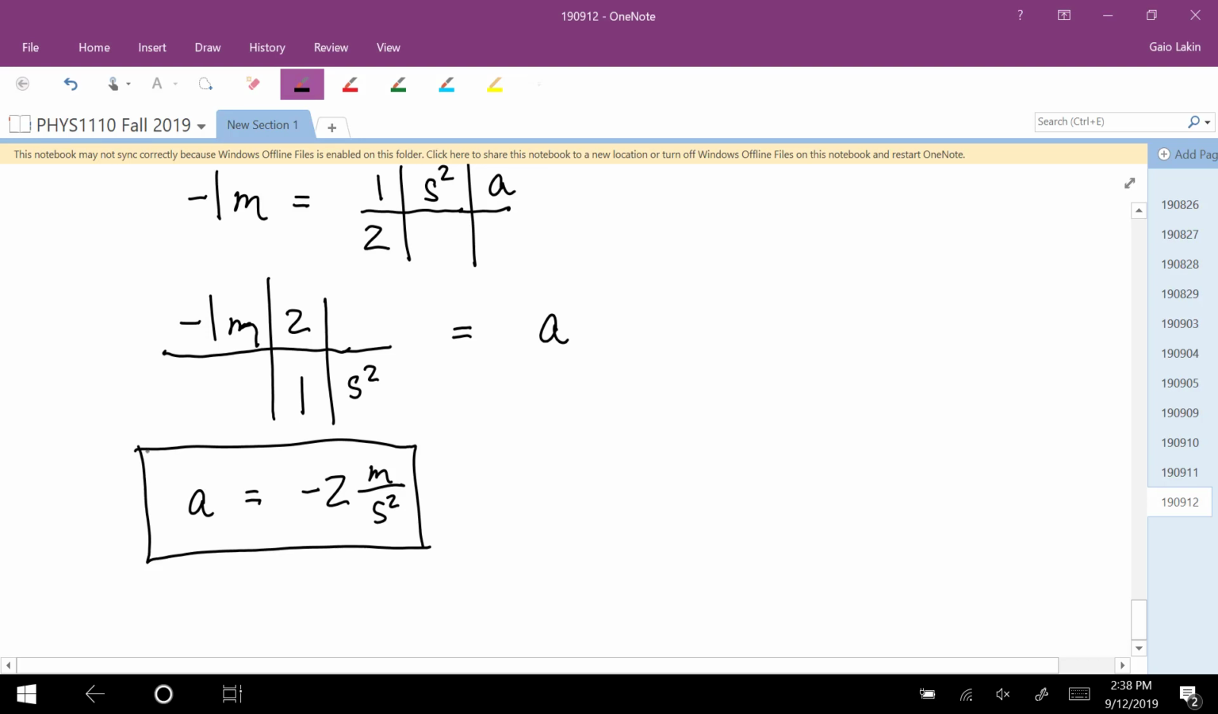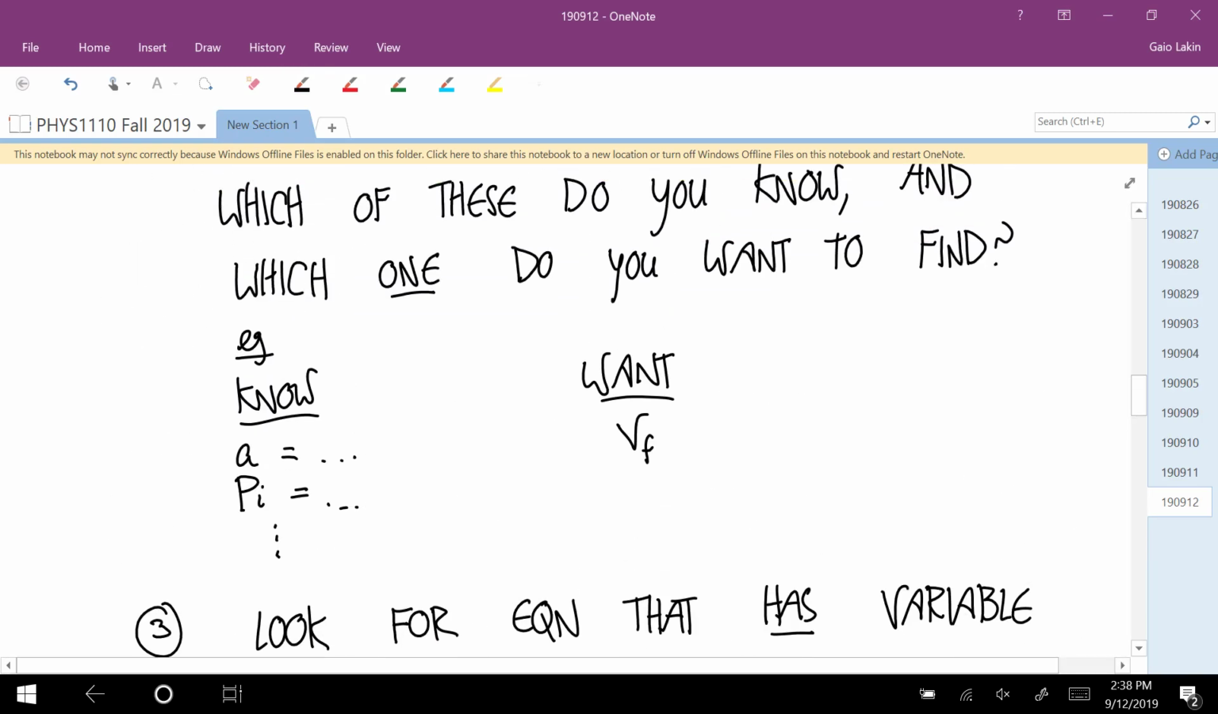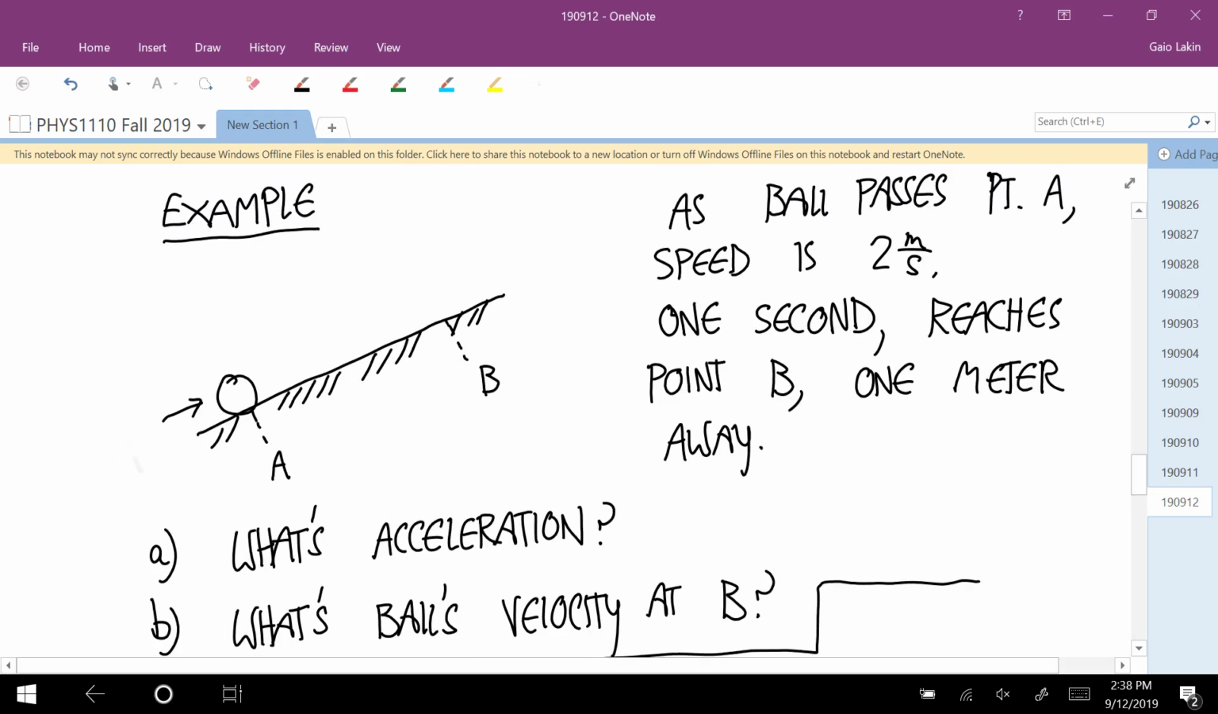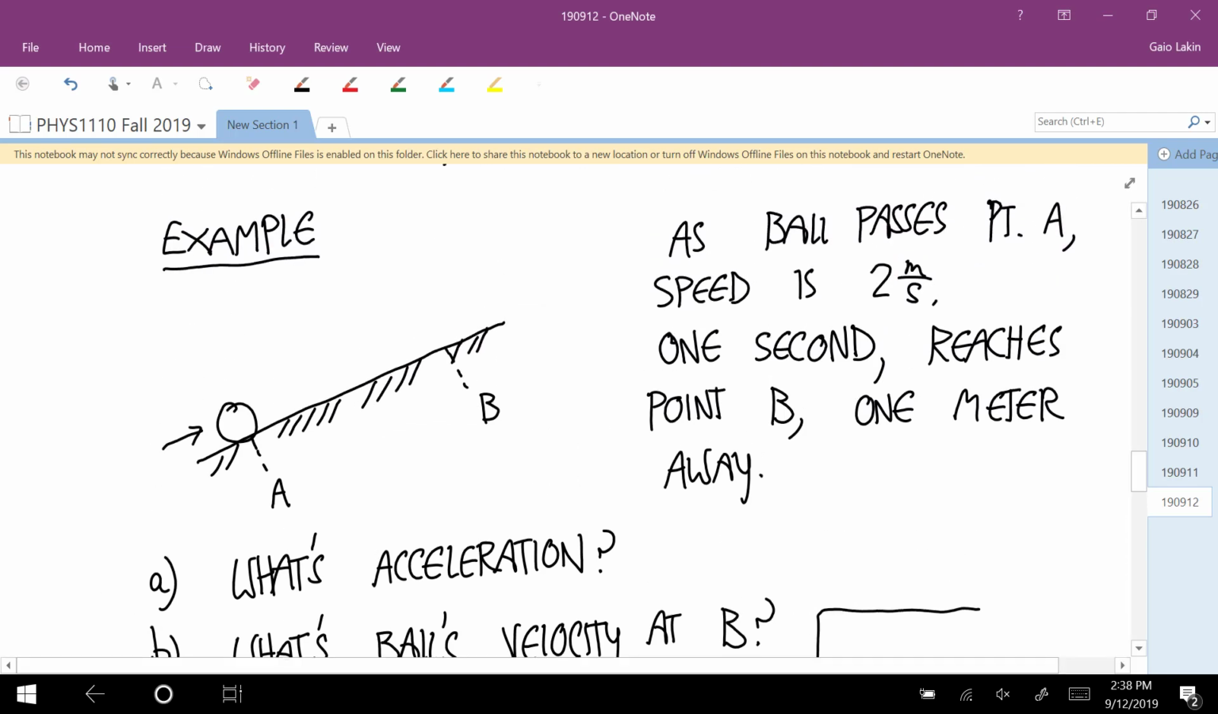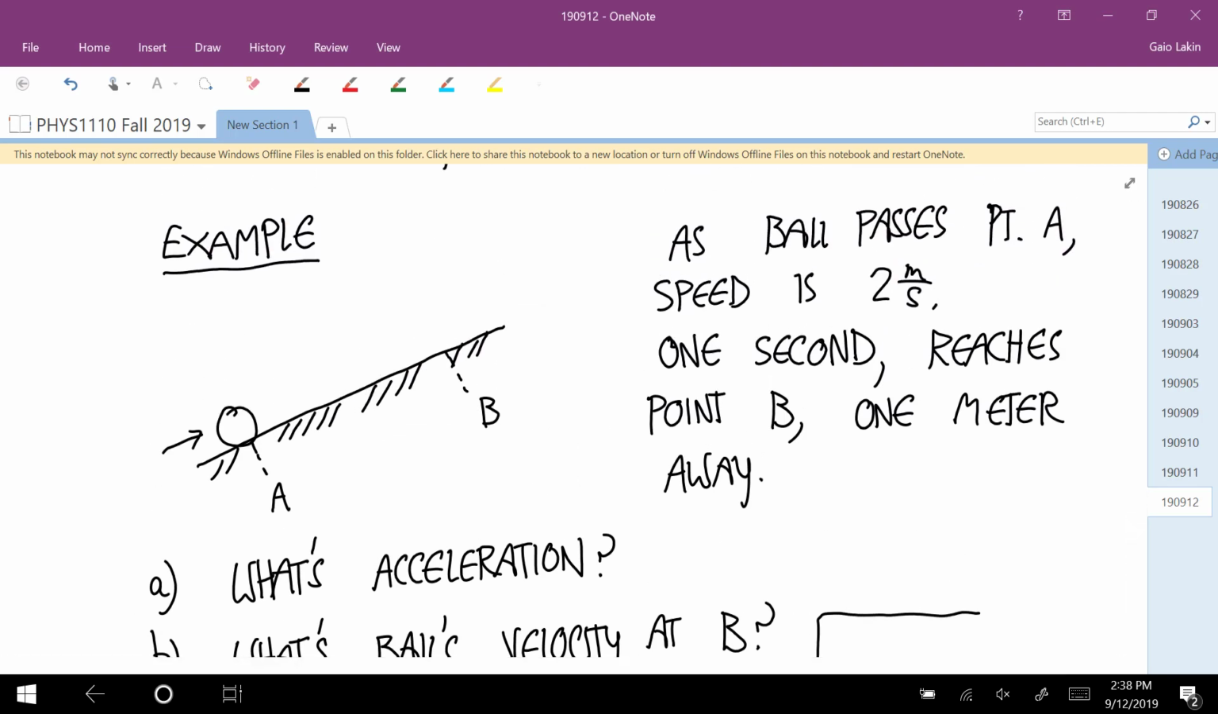Any questions about that? Okay, so -2 meters per second squared. So now let's go back up to this picture. We got an acceleration that's negative. Point in the direction of the acceleration.